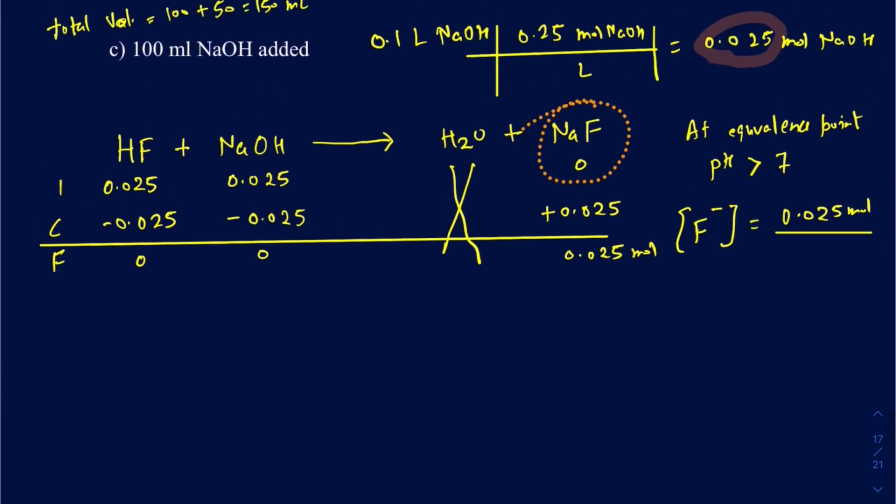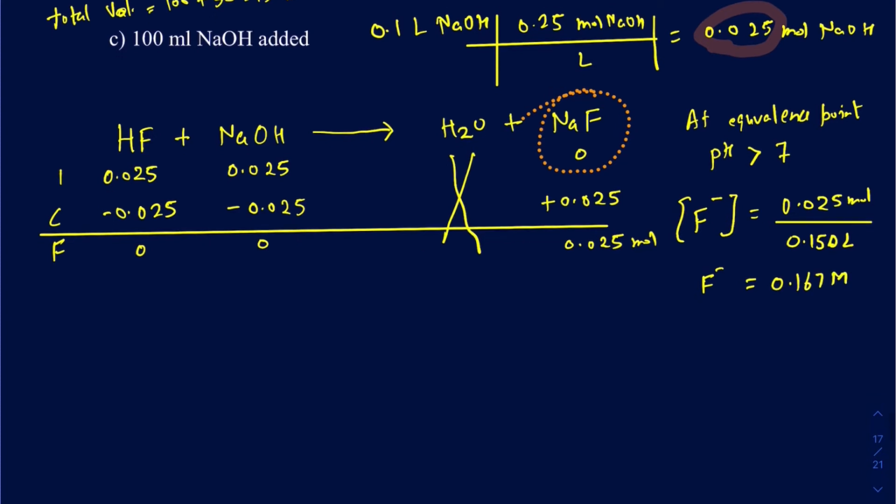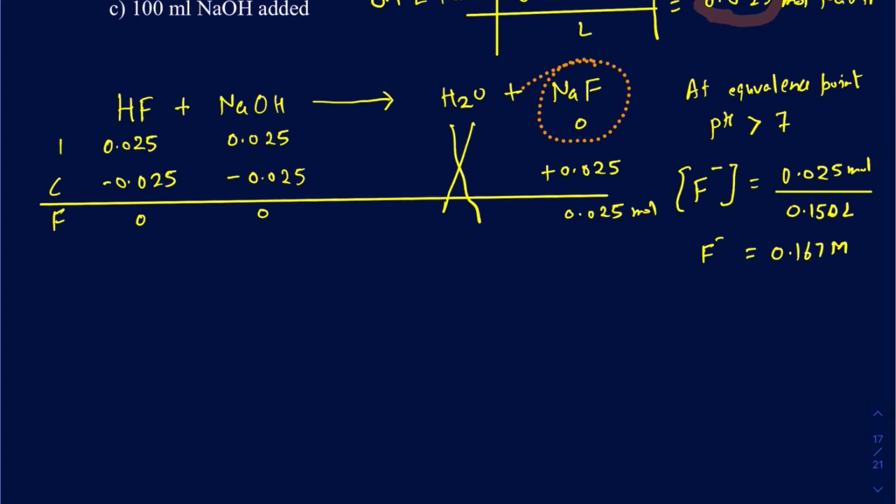So that's going to be 0.150 liters to be your volume there. Let's just go and do the math here. 0.025 divided by 0.150 is going to be 0.167 molar. So now we've got to go back and rewrite this equation with F minus as your starting material, because you don't have any HF, but this F minus is going to be acting as your base, because it's a conjugate base of a weak acid.